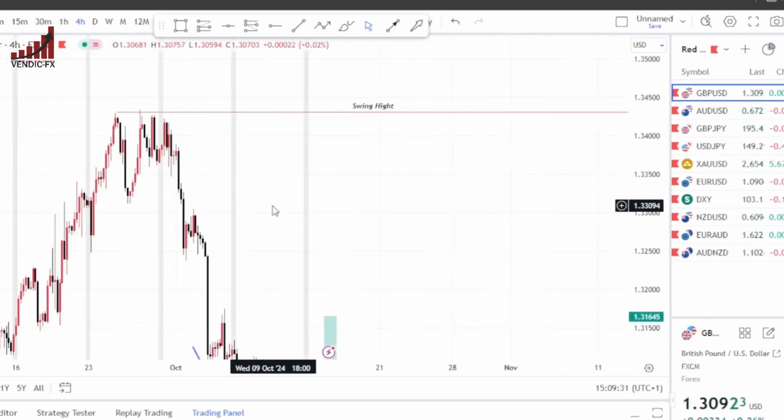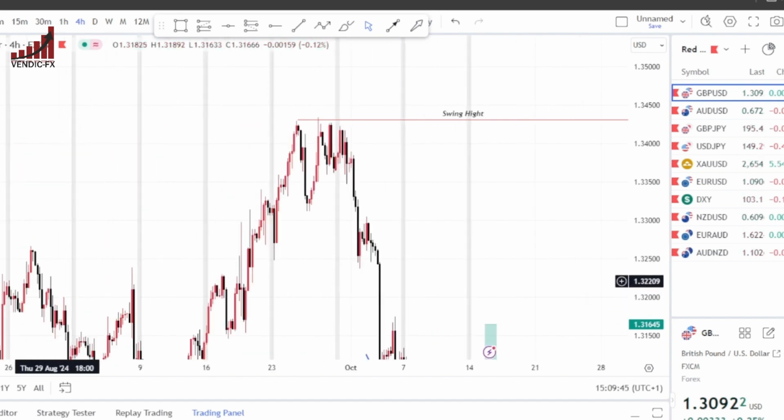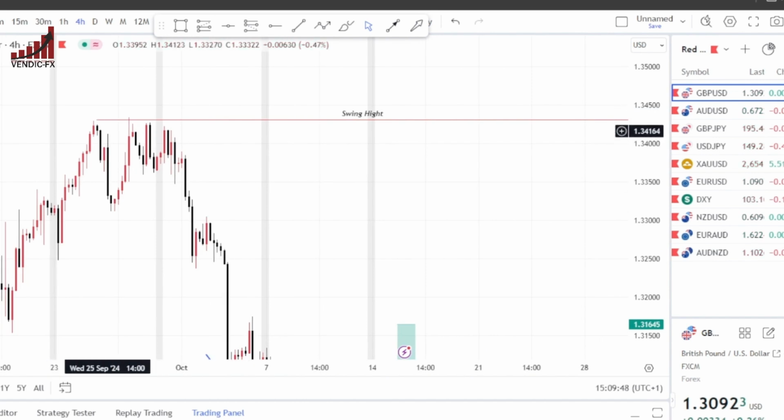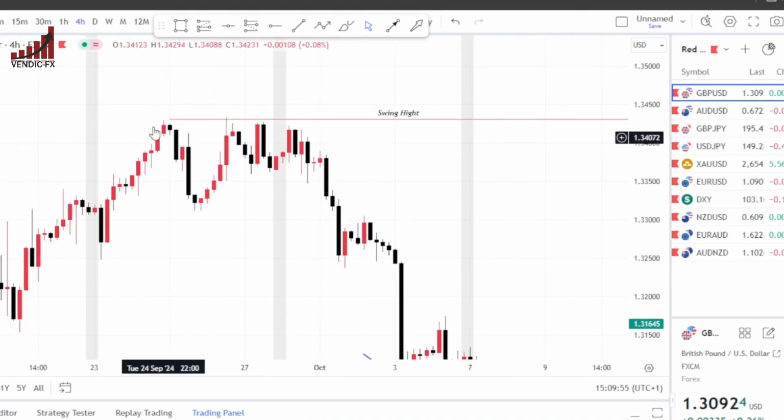So we have roughly four types of liquidity. We have equal lows, equal highs, swing highs, swing lows, and we have daily, weekly, and monthly liquidity pools. So let's take this as equal highs. If the market creates equal highs, you tend to get liquidity in the next pullback, and then you sell off from there. This is what I mean.